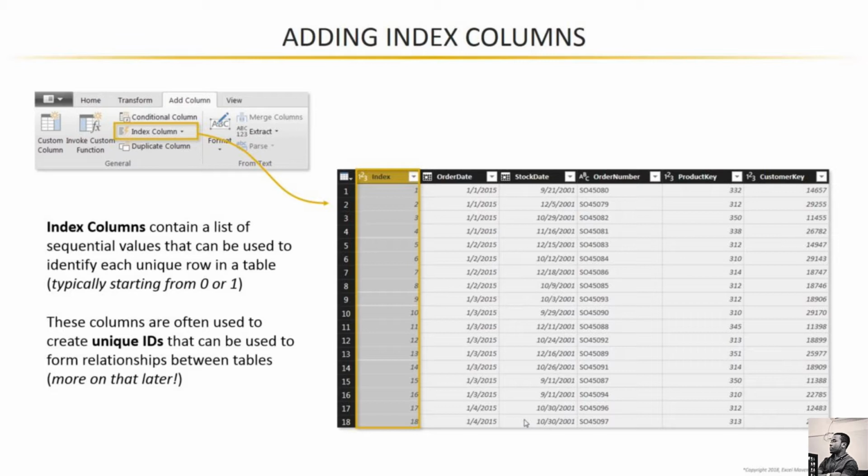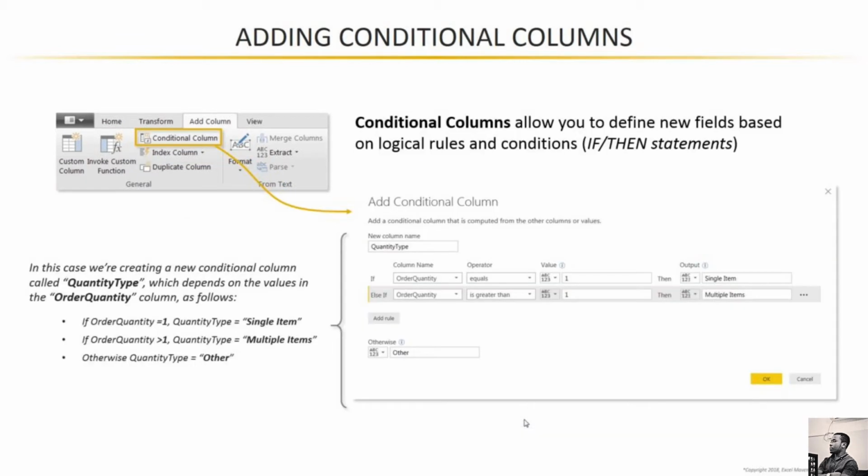In this lesson, we are going to learn how to index columns. Index columns contain a list of sequential values that can be used to identify each unique row in a table, typically starting from 0 or 1. These columns are often used to create unique IDs that can be used to form relationships between tables.